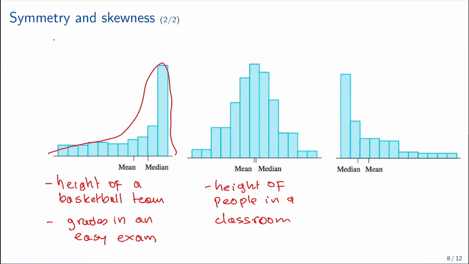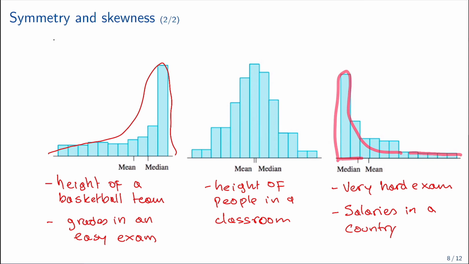And this is the other, so this is right skewed, so that could be a very hard exam. So most of the people fail, or it could be the salaries in a country. I would say if you have the salaries in the States, probably it is not that much. But if you go to countries like Colombia and Brazil in Latin America, you will find a few people very rich, and most of the population is very poor. And the rich could be very rich.